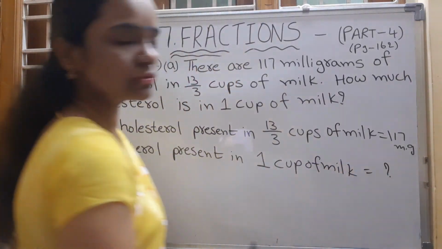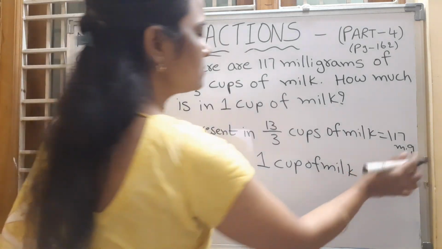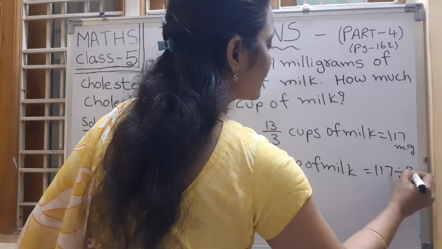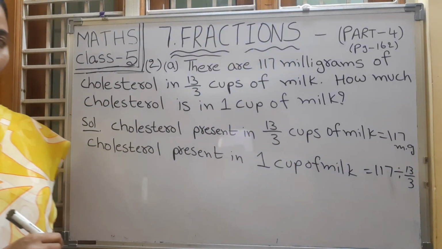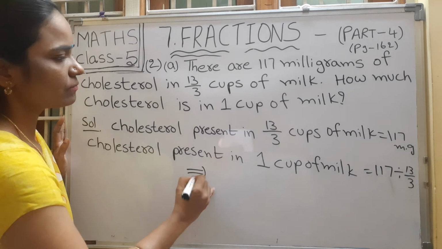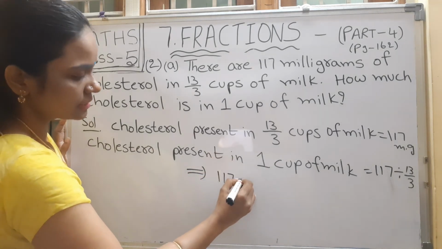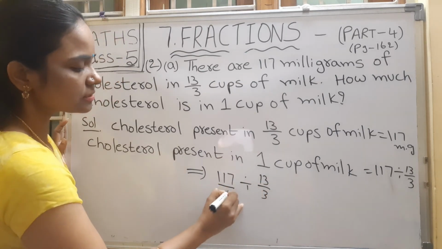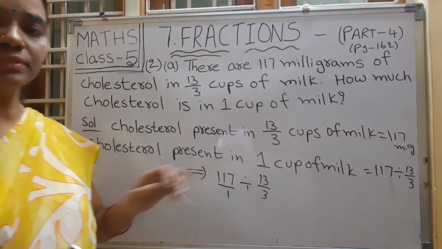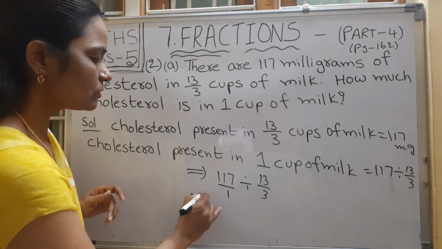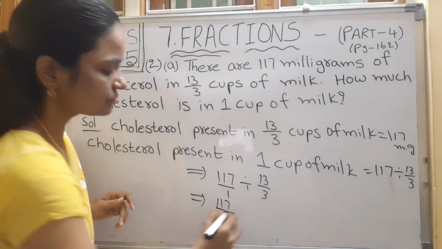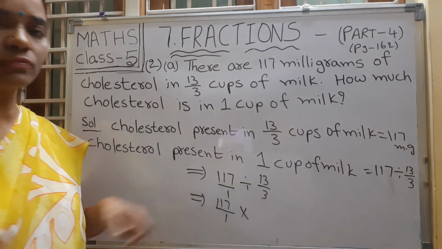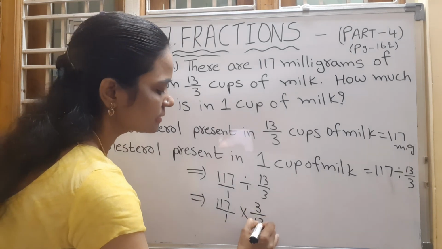What we have to do? We have to take the division to get the answer. So take the division, that is 117 divided by 13/3. So here also write down 1. 2 fractions division how to take? What I told: write down the first fraction as it is, and it should be multiplied with the reciprocal of the second fraction. 3/13.